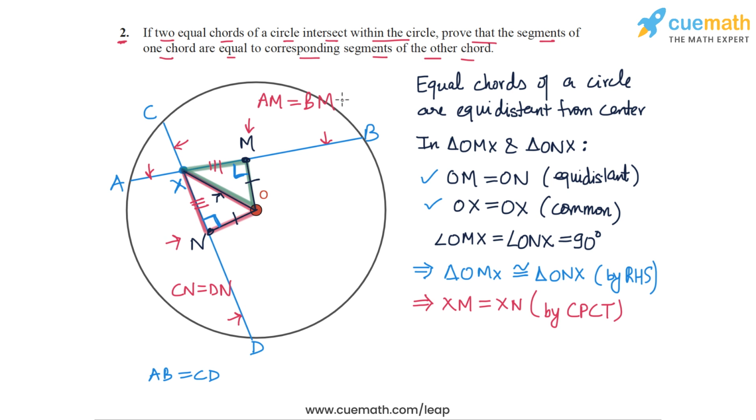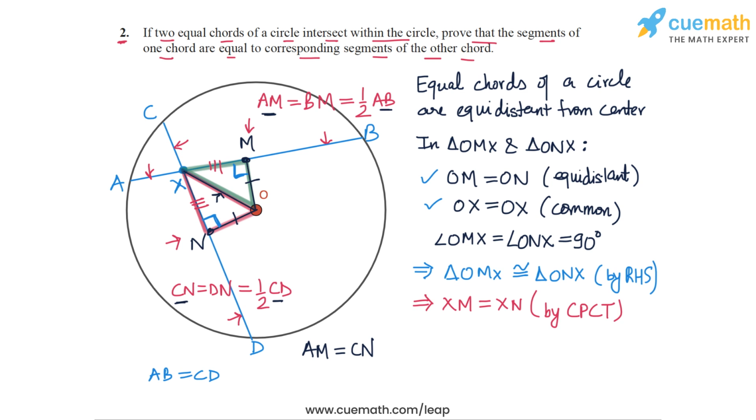So AM and BM will be equal to half of AB, and CN and DN will be equal to half of CD. But we also know that AB and CD are equal, so their halves will also be equal. In particular, AM and CN will be equal. So let's write this here, AM and CN will be equal.